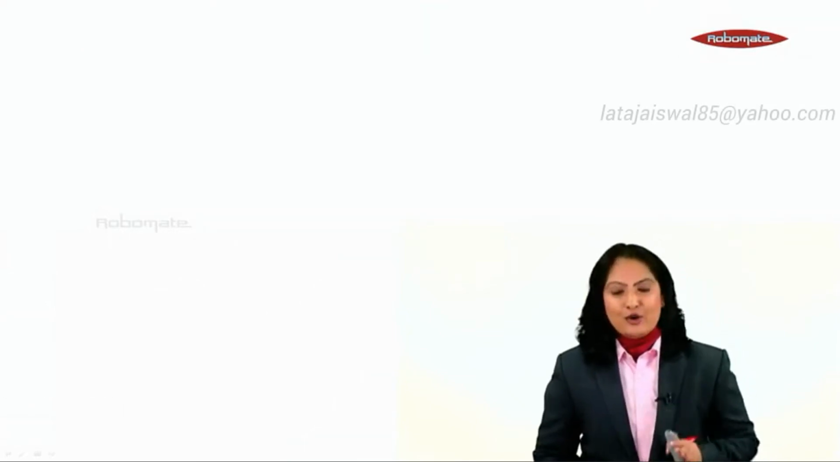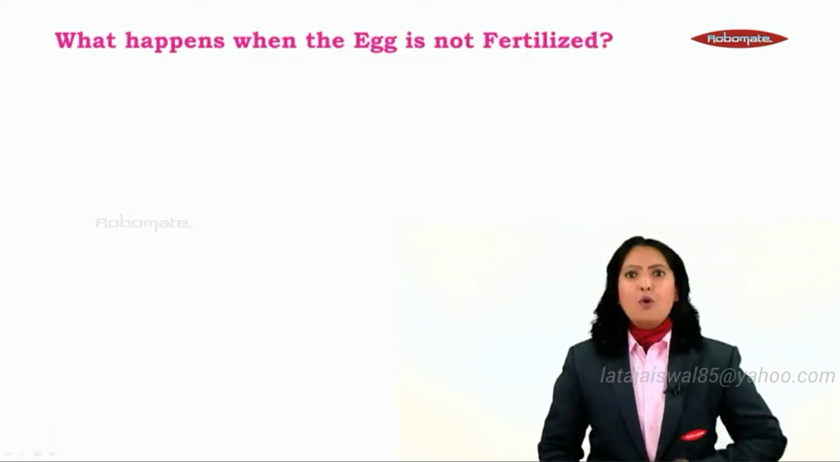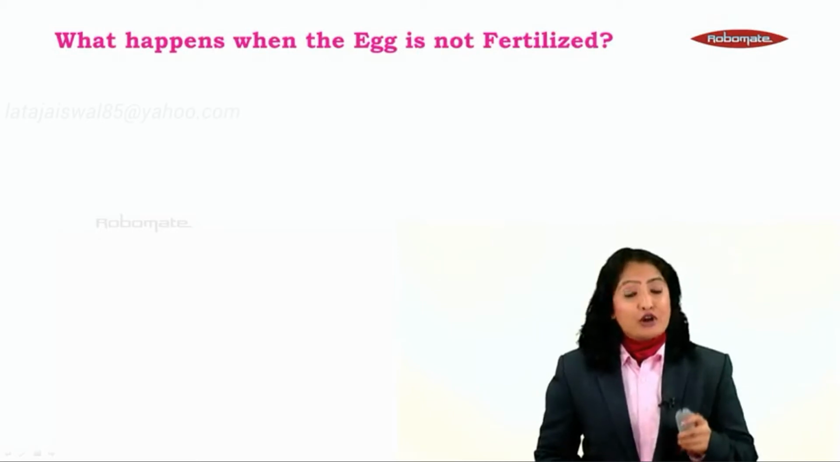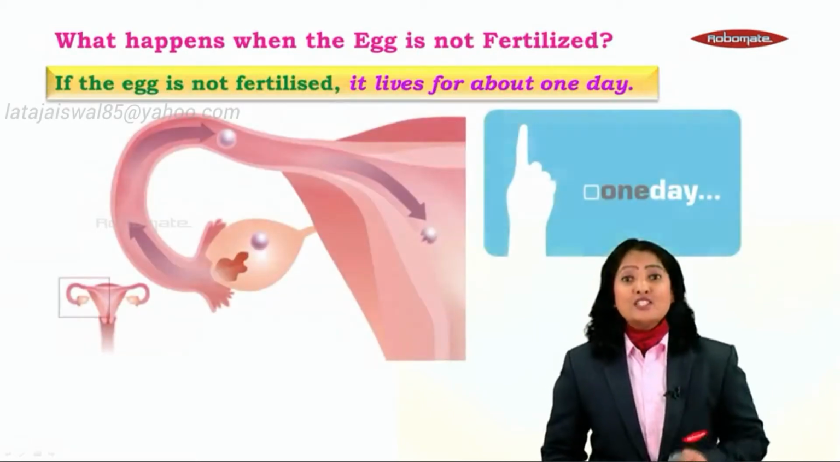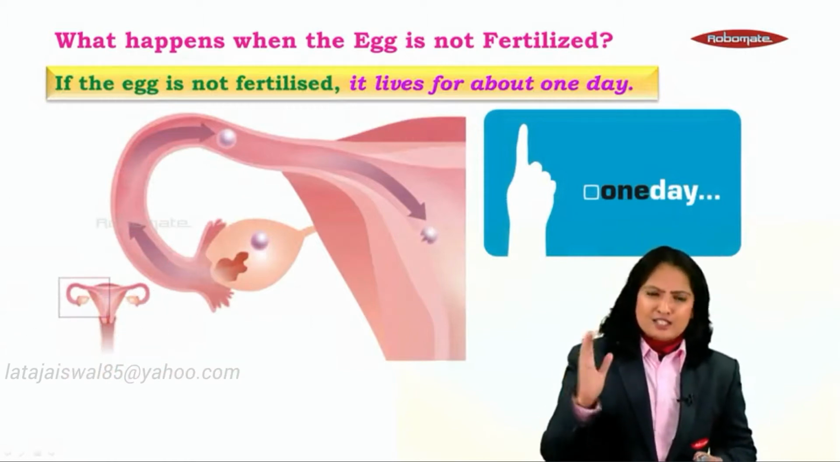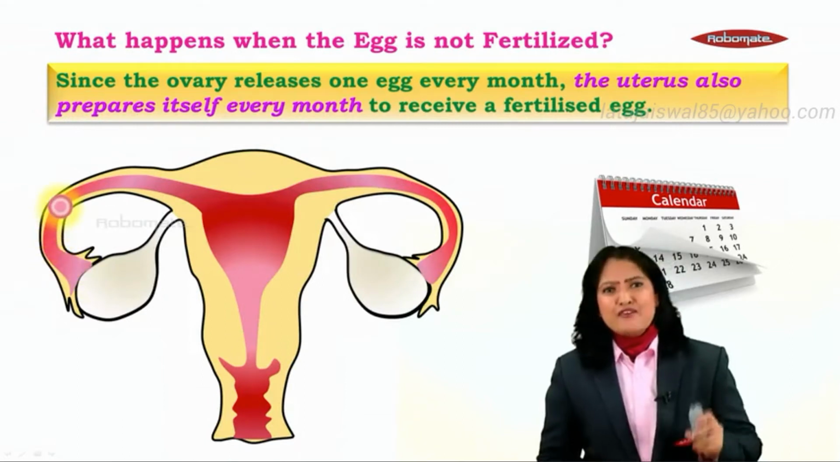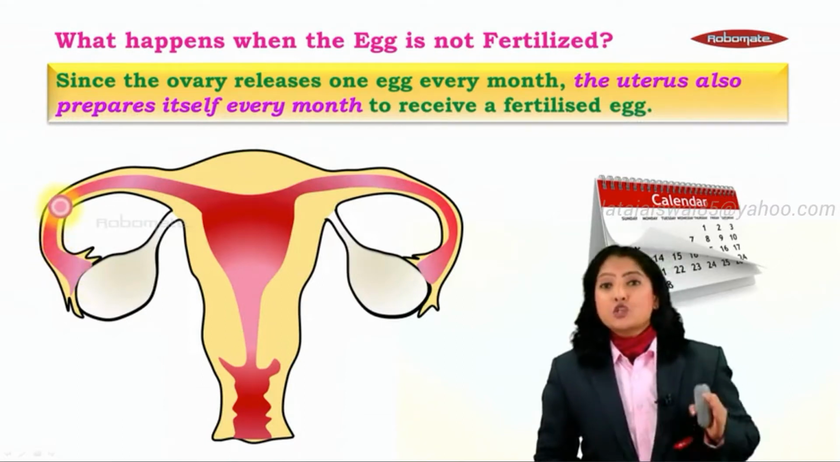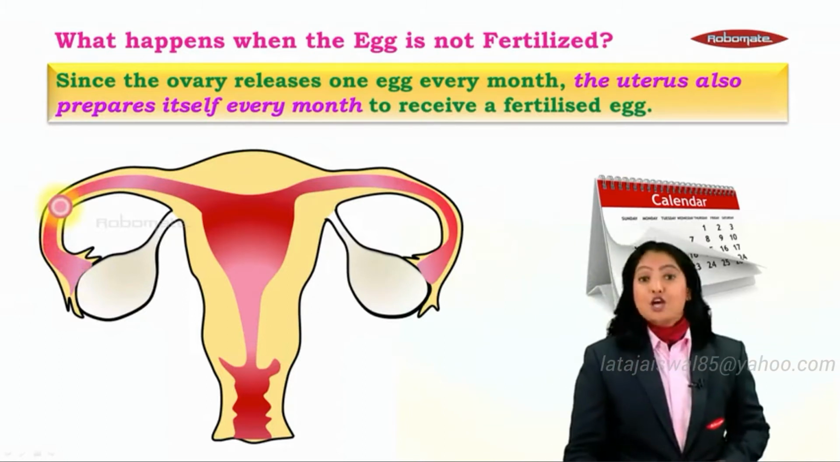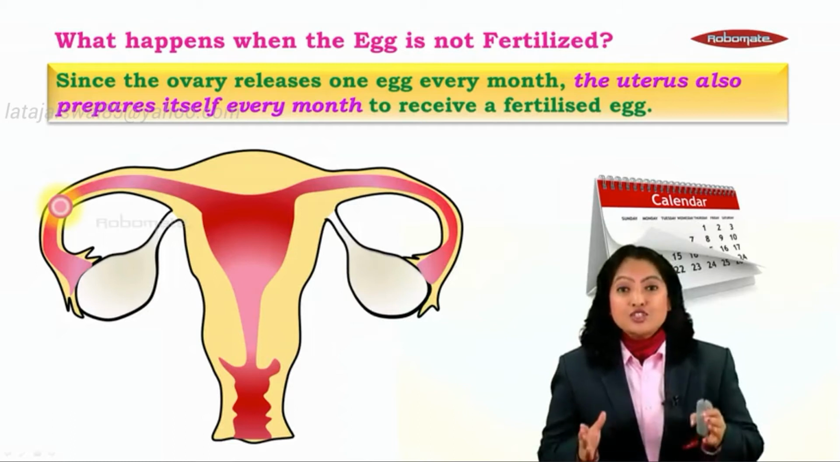In the last module, we saw when the male gamete fuses with the female gamete, it forms the zygote, and the zygote implants itself on the wall of the uterus. But what would happen when the egg is not fertilized? If the egg is not fertilized, it lives for about 1 day, say about 24 hours. Since the ovary releases an egg every month, the uterus also prepares itself every month to receive the fertilized egg so that it should be prepared to nourish the embryo.